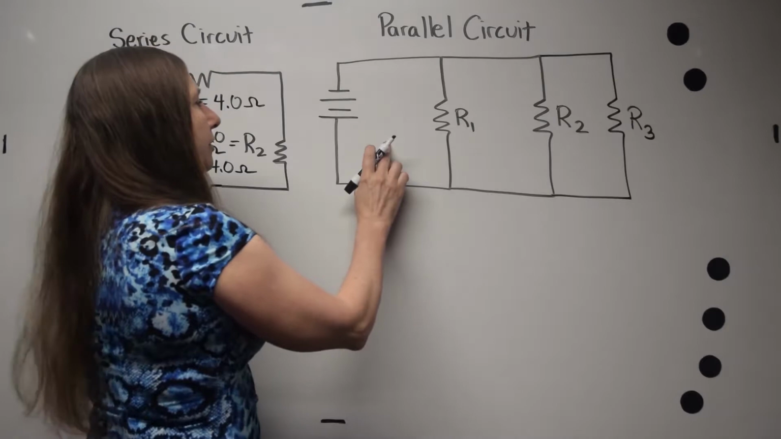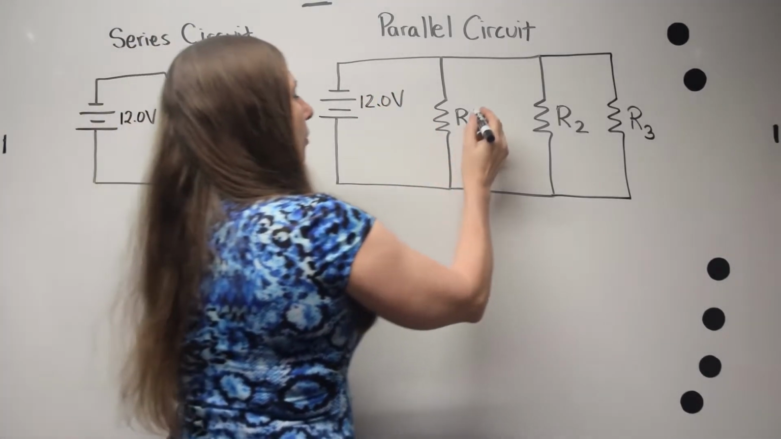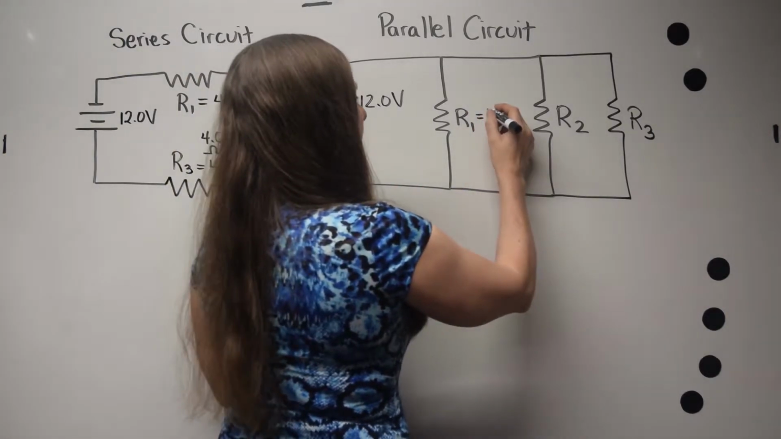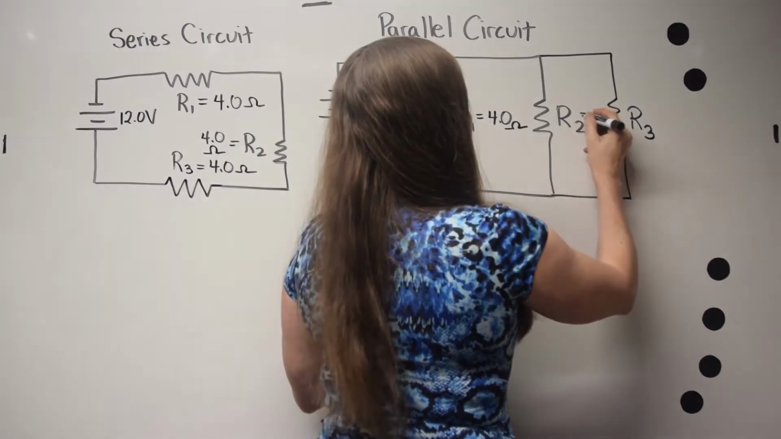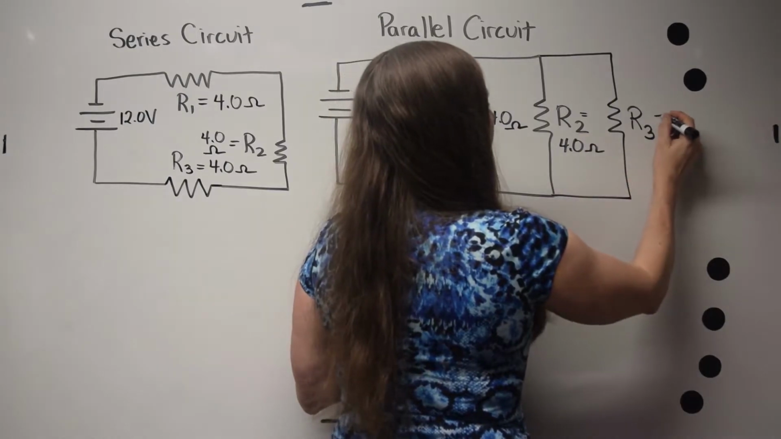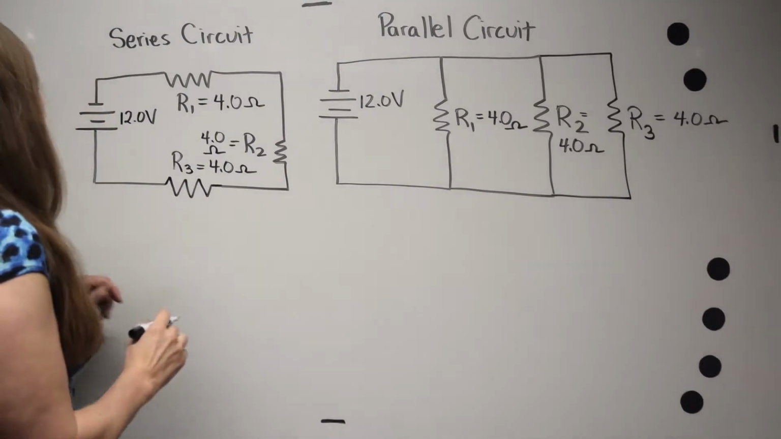Now, what we'll do after that is the same 12-volt battery with 3 identical 4-ohm resistors. So R1 would be 4 ohms. R2 would be 4 ohms. We'll put it down there. And R3 would be 4 ohms. All right, so here we go.